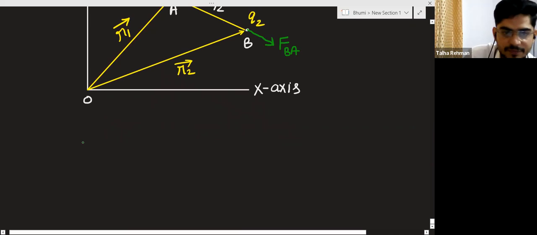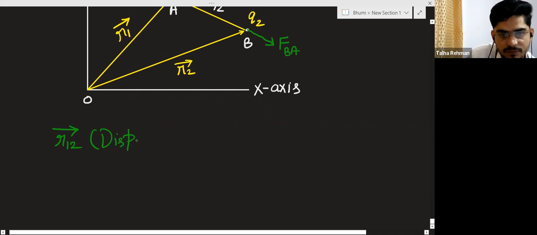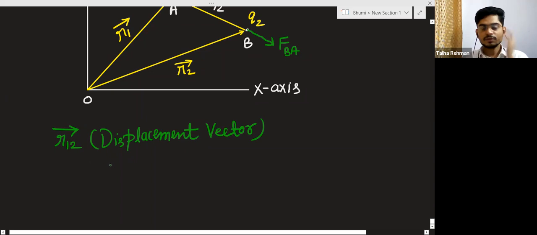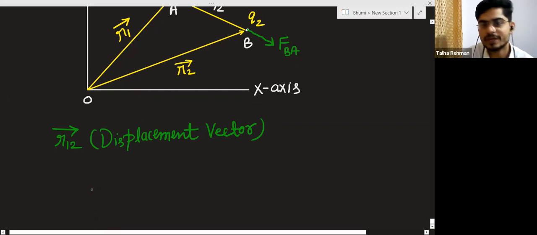Now what is r12? We have discussed that r12 is a vector, meaning the position vector, the displacement vector. And we have a vector, and I have told you that we can also calculate the magnitude of a vector.